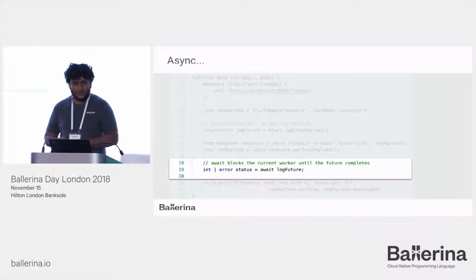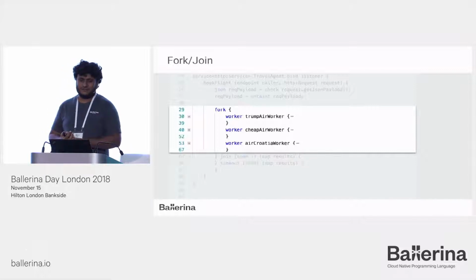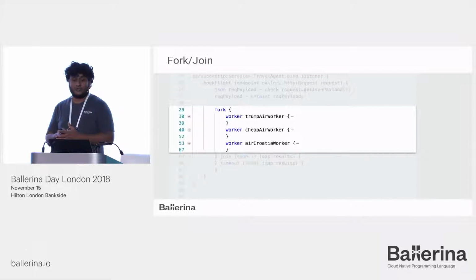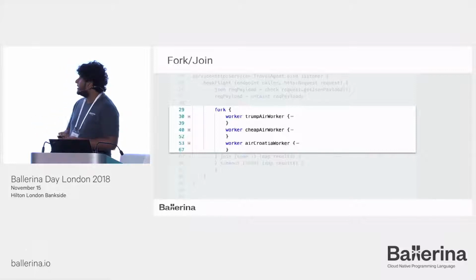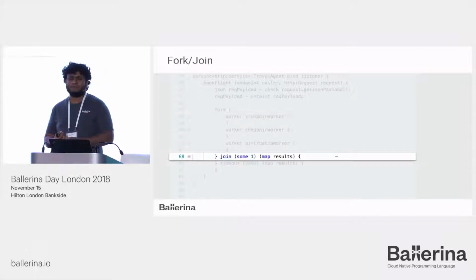Then we come to error handling, which is also an important part when you are writing services and any general programs. In Ballerina, we have a special error type, which can be returned from functions or can be thrown out. If you throw something, either you have to catch it with a try-catch block, or it'll go up to the runtime. It'll basically kill the process.